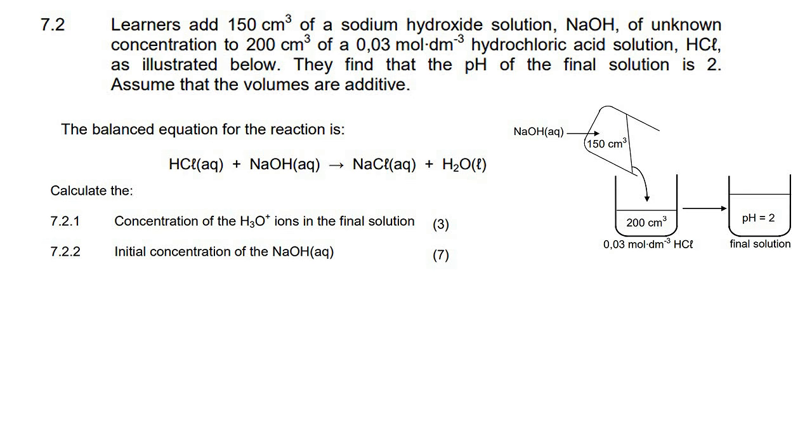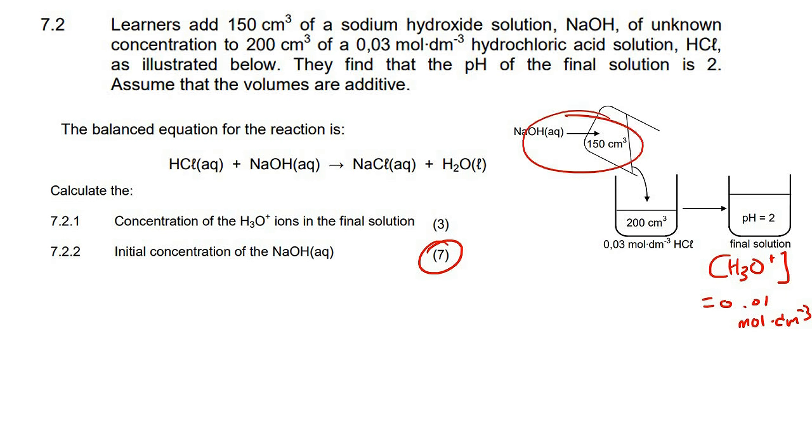Okay, so we know the concentration of hydronium in this solution. Why does that feel weird? Why am I writing it like that? Oh, because I'm saying concentration. Okay, there we go. 0.01 mole per decimeter. Okay, so, right. So this question for 7 marks says, what is the initial concentration of this one?